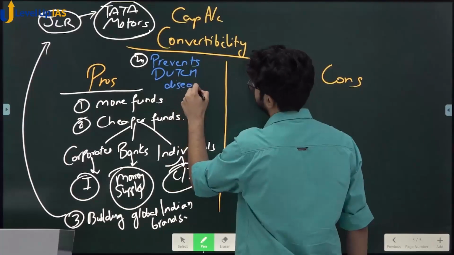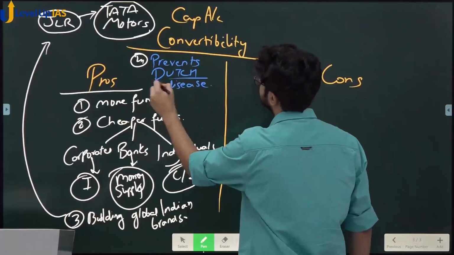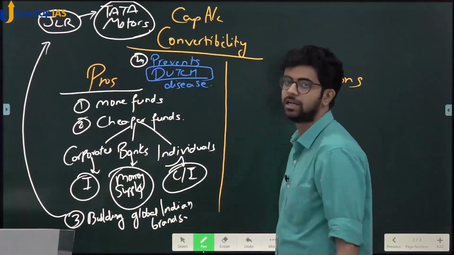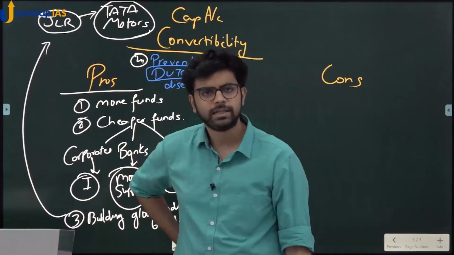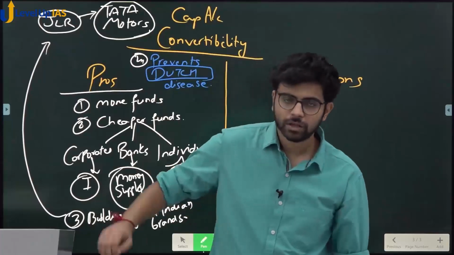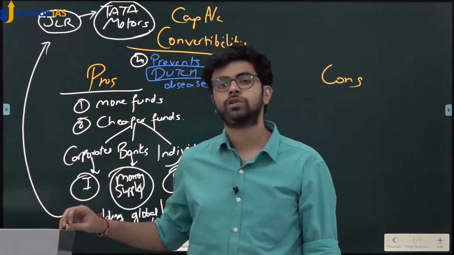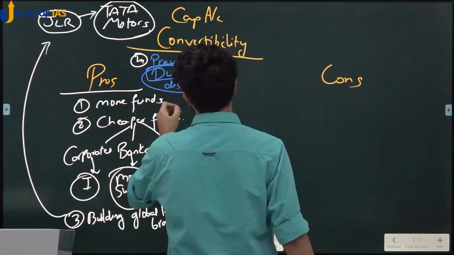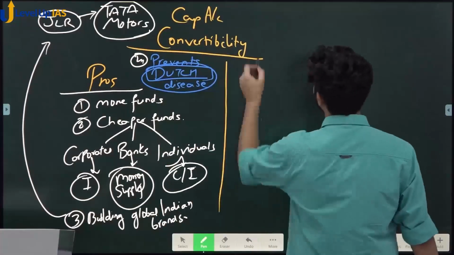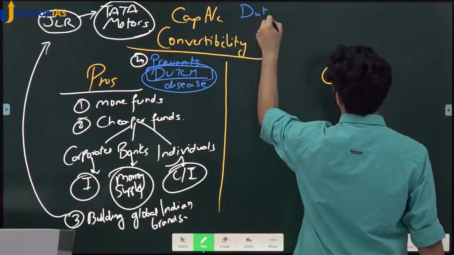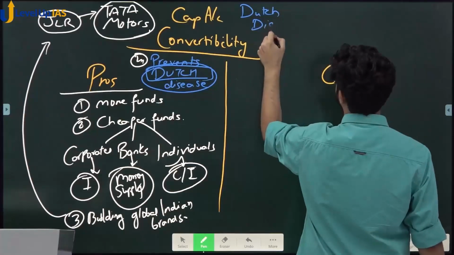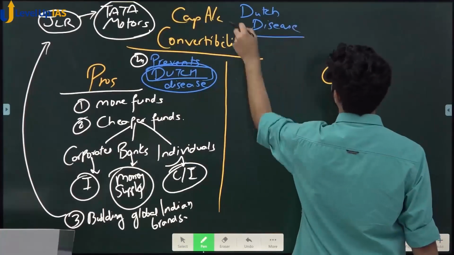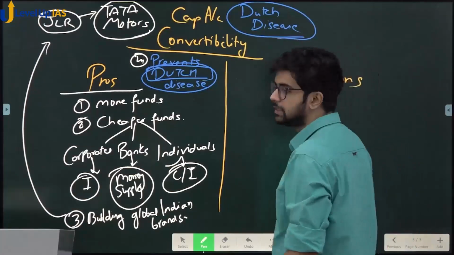I hope you know what Dutch is. Dutch is Netherlands. The people of Netherlands are called Dutch people. So now what is Dutch disease? It is not so important, but let me tell you what Dutch disease is.